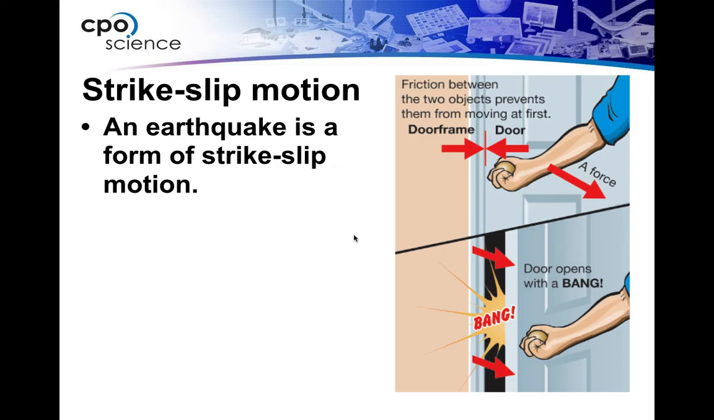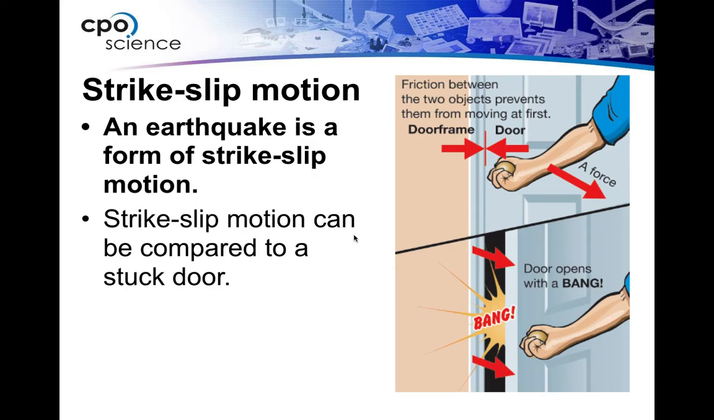All right, so earthquakes are technically a form of what we call strike-slip motion. A great analogy for strike-slip motion is if you've ever pulled on a door that's kind of stuck a little bit. Happens a lot in the summertime when it gets really humid. You got to open that door, it's stuck, you got to pull a little bit. That's how earthquakes happen. So those two tectonic plates want to move past each other, but they're kind of sticking a little bit, just like that door. Eventually, they're going to slip. That strike-slip motion is actually what creates the earthquake.